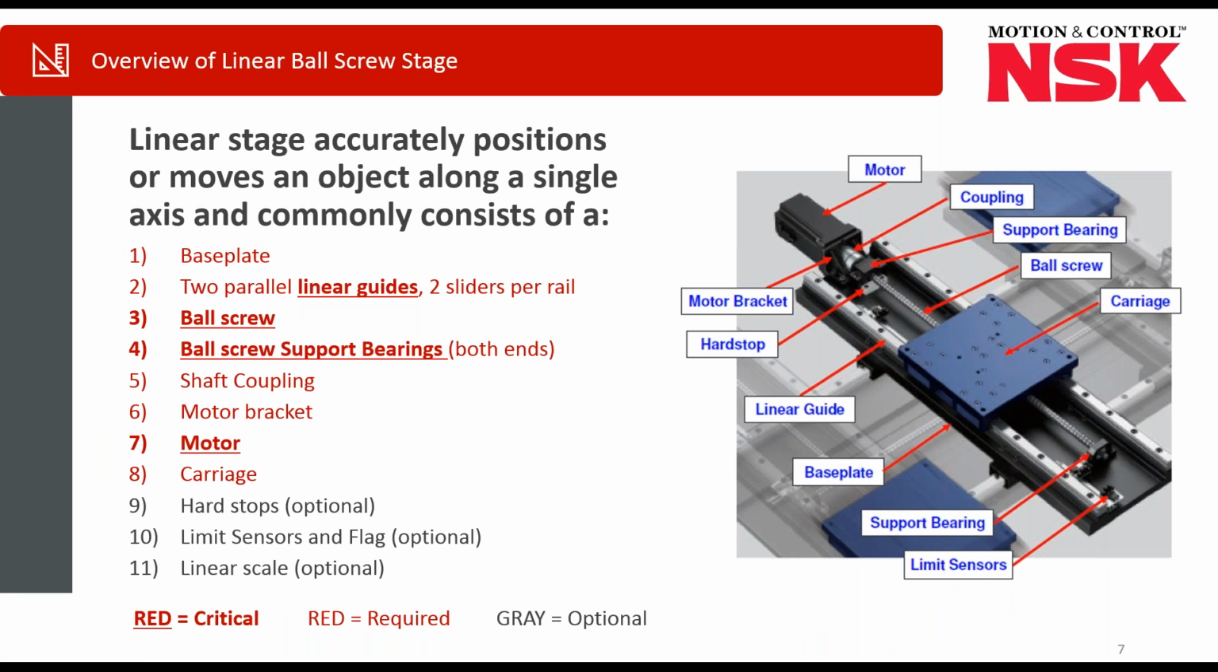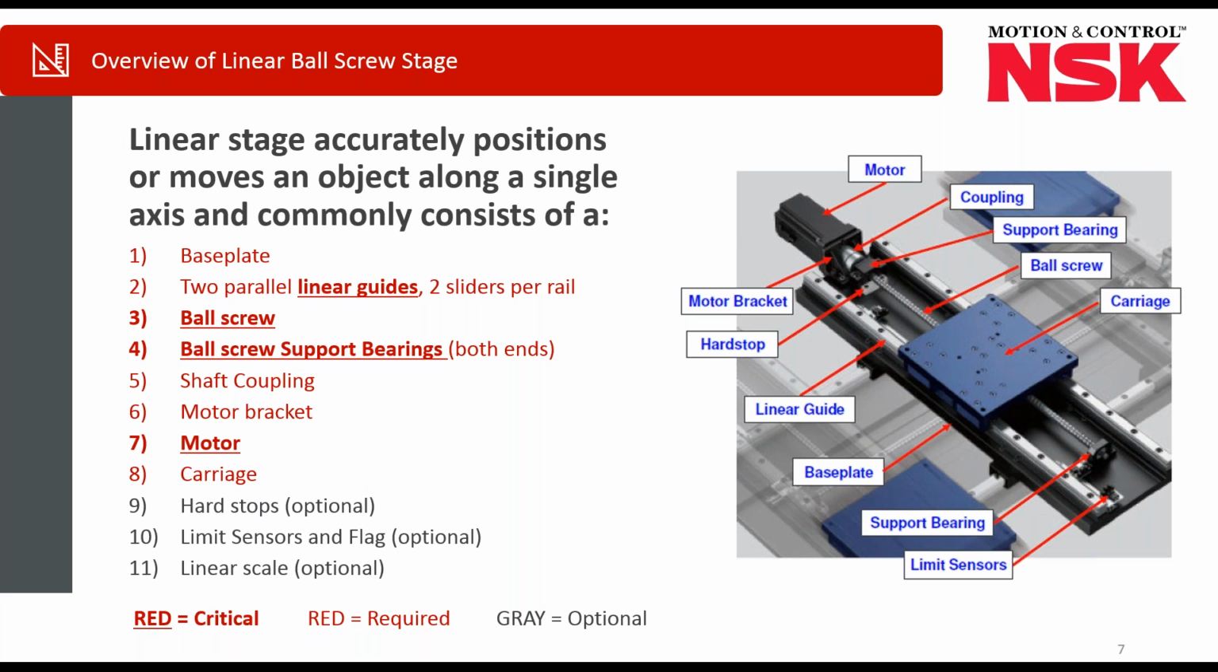So when we look at a stage, I'm specifically talking about the stage described in the right-hand image. And this is a super basic stage, basically consists of base plate, 2 rails, linear guides, a ball screw, a carriage, ball screw support bearings, motors, motor brackets, those types of things. So this is the most basic stage that I'm talking about. That's what we're going to go over today.